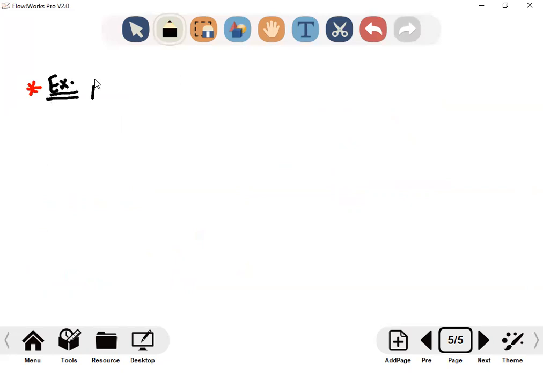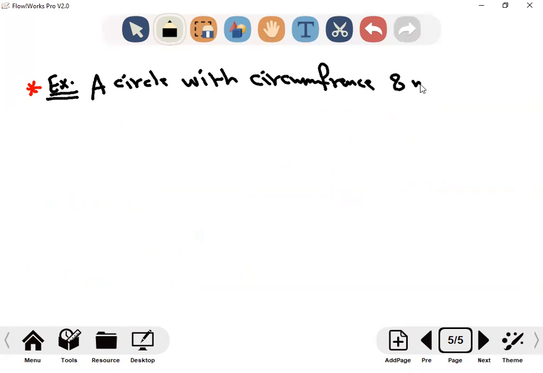A circle with circumference 8 meter. Find its area. A circle with circumference 8 meter.